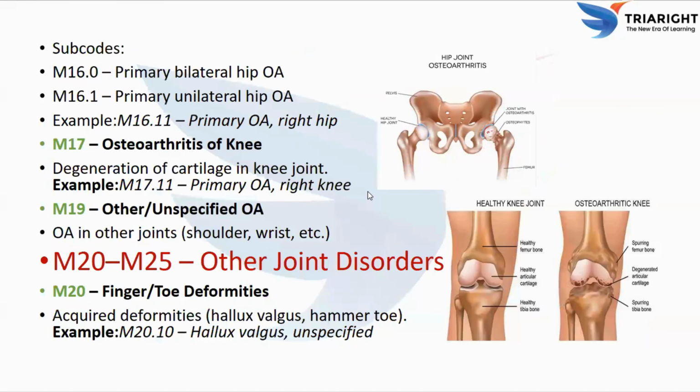M16 is osteoarthritis of the hip. A major category inside M15 to M19 are the features. What are the features of this one? The hip cartilage wears down over time. It causes stiffness, decreased range of motion, pain in the groin, thigh or buttock, and it is very common in older adults or after injuries.